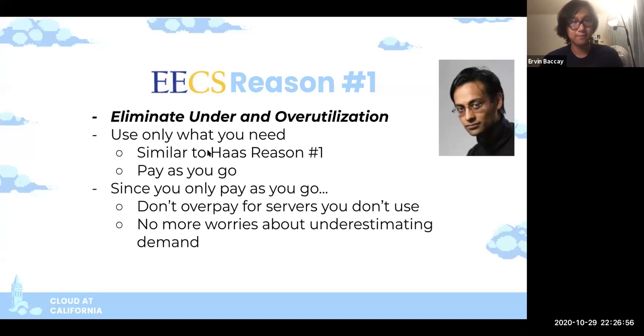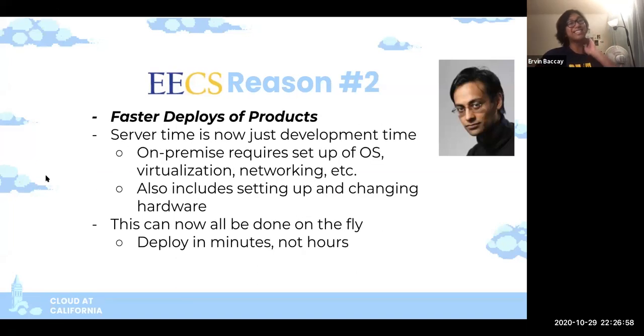Moving on with EECS reason number 2, you have faster deploys of products. So now server time, or the time spent building your server, is time spent developing your software or developing your web apps, right? So on-premise requires the setup of OS, virtualization, networking, and so on and so forth, and also the cost of changing the hardware. Now, instead of doing that, you could spend your time just putting it on AWS and having AWS do all of the work. So you can deploy in literally minutes instead of hours of swapping out your OS, swapping out your hardware, and having everything work from there.